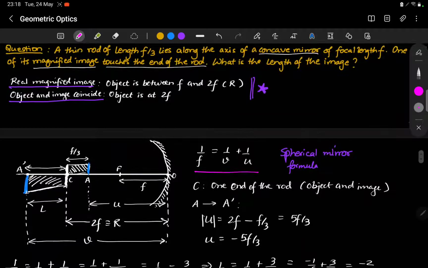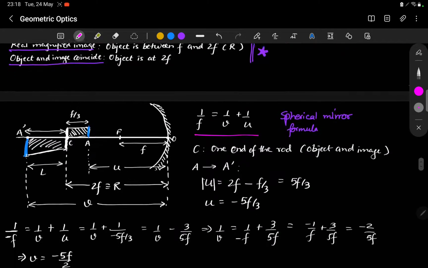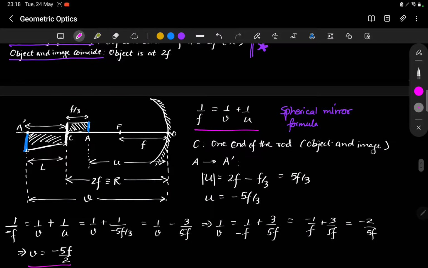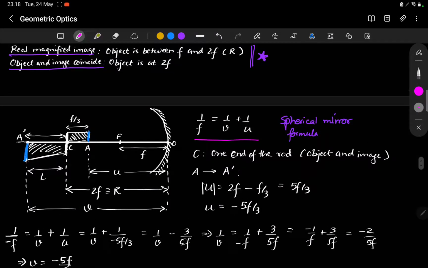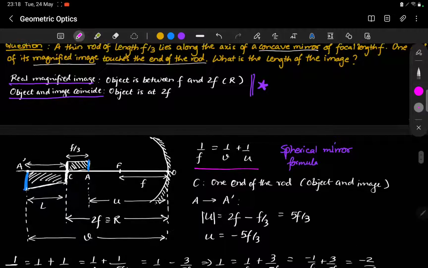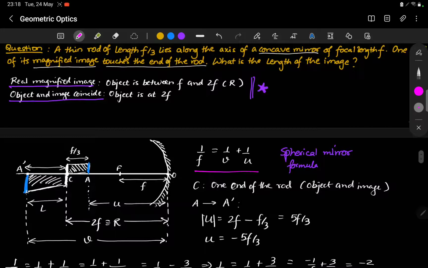This was a question on reflection from a concave mirror. For solving this question, we used the spherical mirror formula, and we need to be very careful in using the sign convention. I had made a small mistake over here earlier, so all of you should be very careful in using the sign convention. So the important takeaway from this question was this spherical mirror formula and using the sign convention properly.